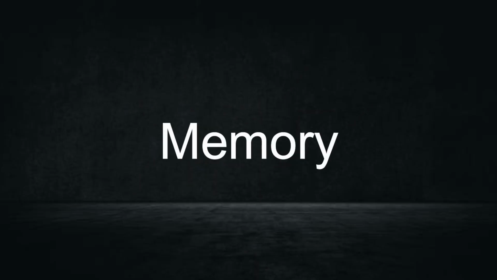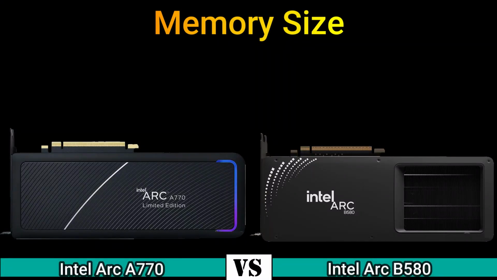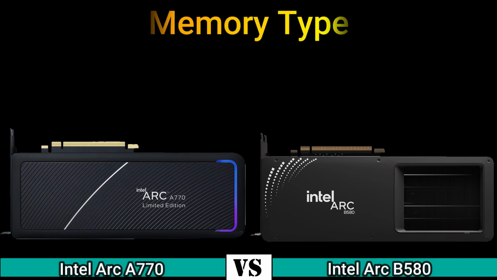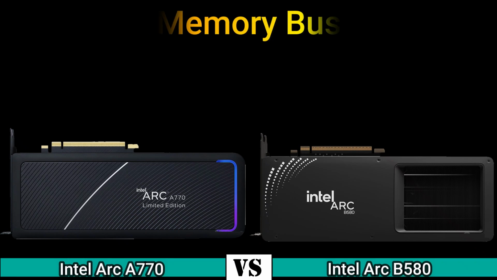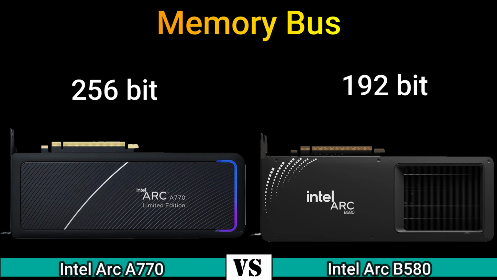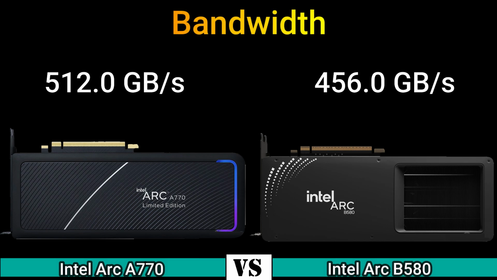Part 2 Memory. Memory size 16GB and 12GB. Memory type GDDR6. Memory bus 256 bit and 192 bit. Bandwidth 512.0 GB/s and 456.0 GB/s.